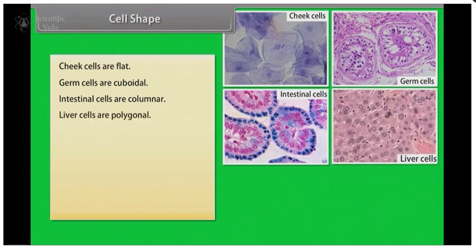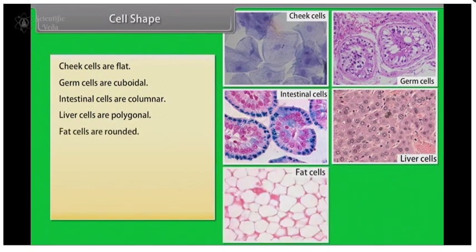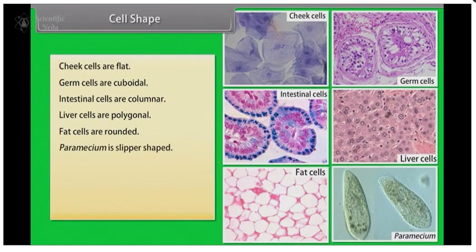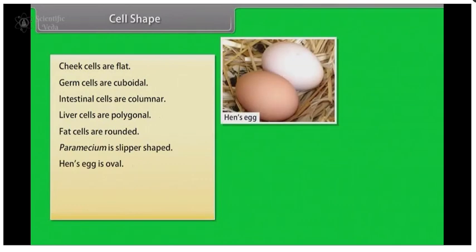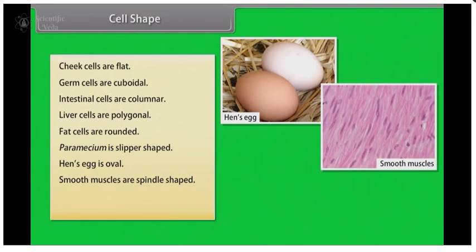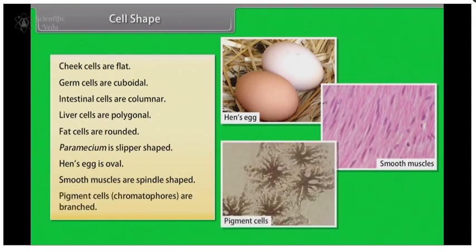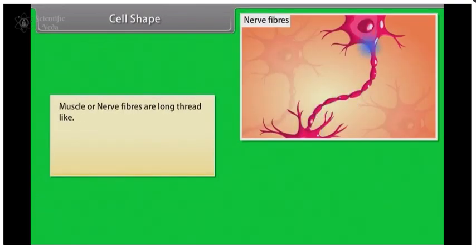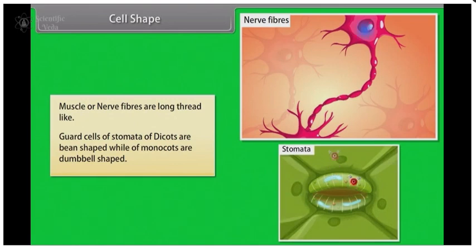Liver cells are polygonal. Fat cells are rounded. Paramecium is slipper-shaped. Hen's egg is oval. Smooth muscles are spindle-shaped. Pigment cells, that is, chromatophores, are branched. Muscle or nerve fibers are long thread-like. Guard cells of stomata of dicots are bean-shaped, while of monocots are dumbbell-shaped.